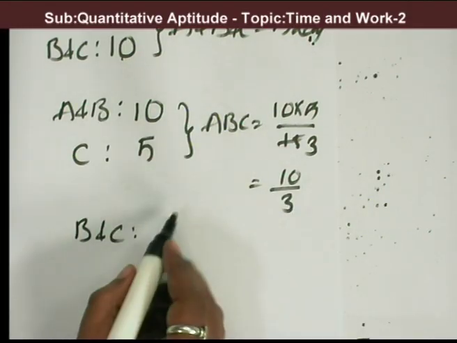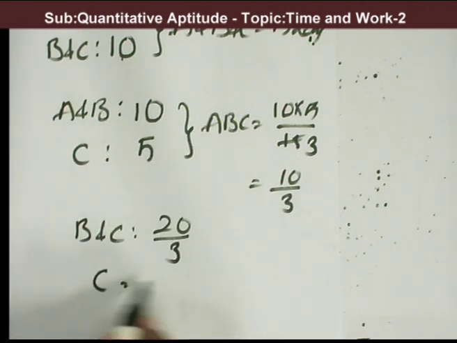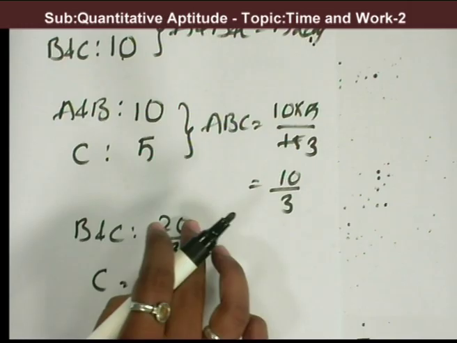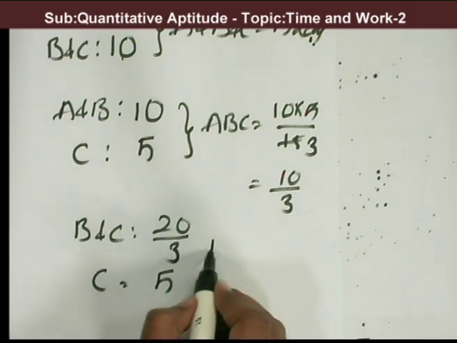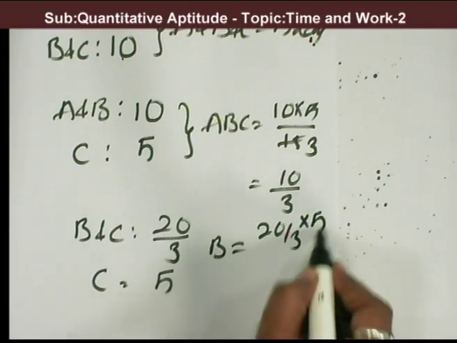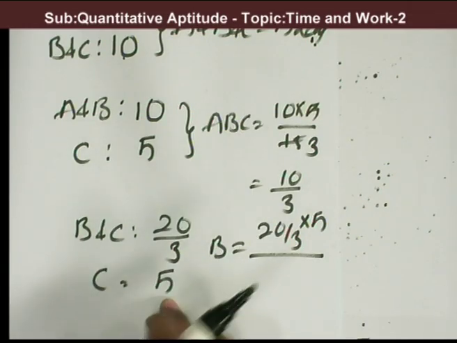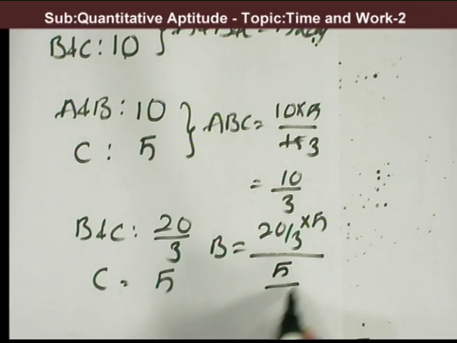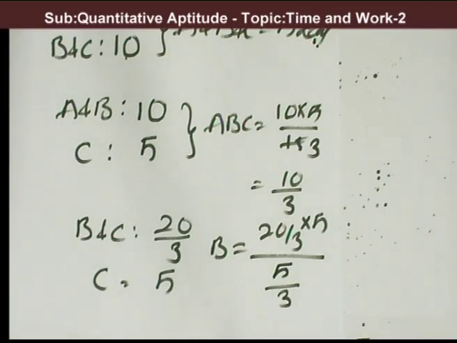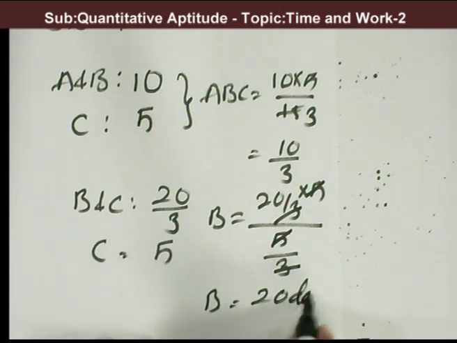So, B and C is double, double is 20/3. C alone we have, that is 5. From the B and C, if you remove the C, you get the B alone. Removing that means 20/3 minus 5. Multiplying the numerator, the denominator is 3, 3 fives are 15, 15 minus 20 gives 5/3. The 3 cancels, the 5 cancels, B alone is 20 days.